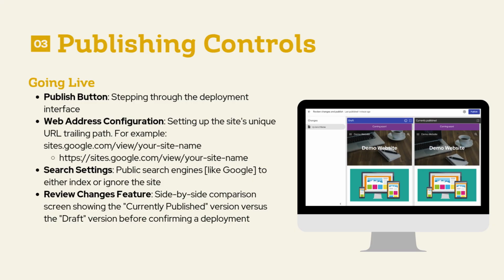Second, the privacy settings. Manage the access under Who can view my site. For an internal company site or a private school project, you can restrict access so only specific people with a link or people within your organization can load it. Change the setting to public for the world to see.